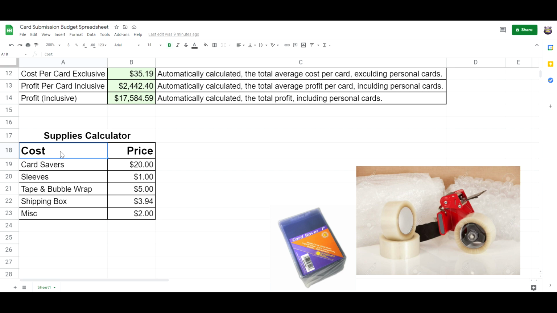So first thing up is obviously going to be card savers. Card savers are an interesting one because at the time I'm making this video, card savers are crazy expensive because the supply has been greatly reduced because of the effects of COVID-19. So right now a box of 200 card savers I think can go for upwards of $60. Mind you, normal price for 200 card savers is $20.